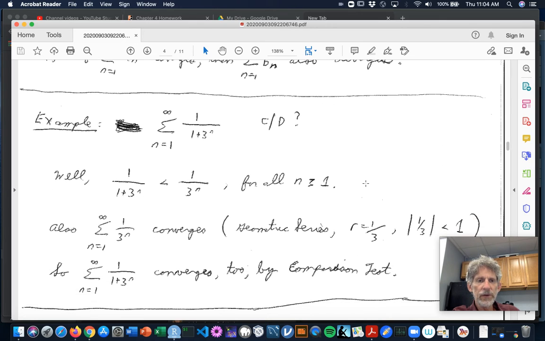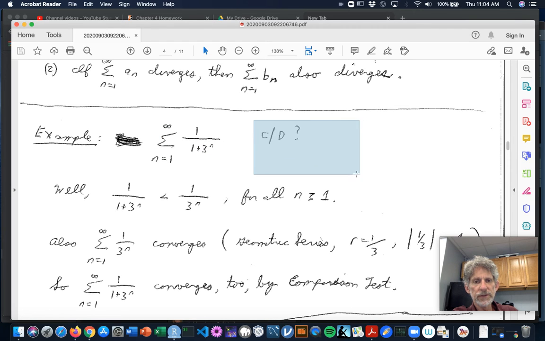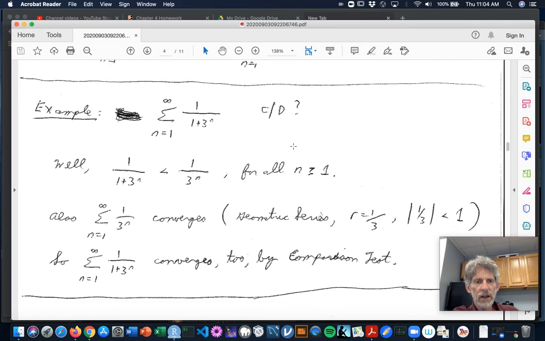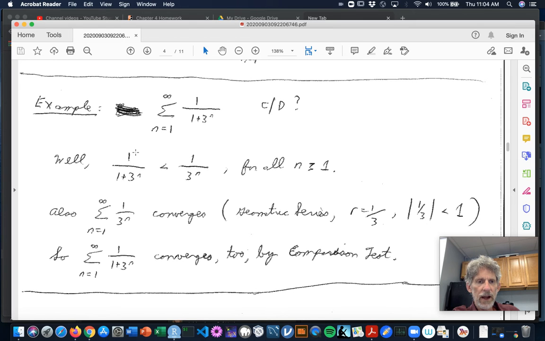So let's see how this might be useful for us. Suppose we're looking at this infinite series and we're wondering, does it converge or diverge? Well, I notice that this is similar to a simpler general term, 1 over 3 to the n. And so let's see, can we show, is it less than it or bigger than it? Well, let me see. This time it's less than it, because 1 plus 3 to the n would be bigger than 3 to the n. So when you divide by something bigger, you get a smaller number. So this is true for all n's that are at least 1, that's for sure.